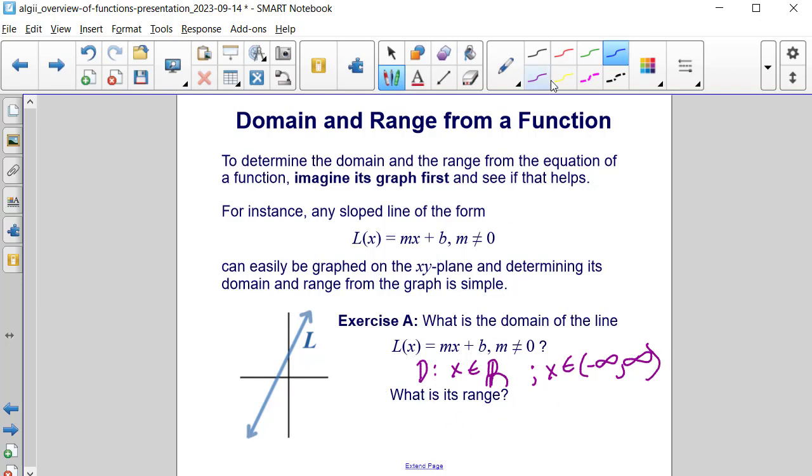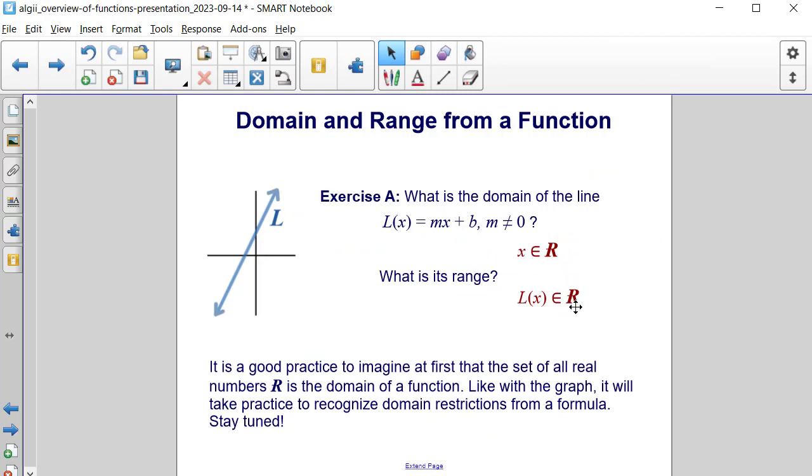Now we can answer the question, what's the range? If we look up and down along this graph, again, there are no restrictions. So the range will be L of x, because that's what it's referenced as in our graph, is contained in all real numbers. You could also write it as L of x is contained in the set of real numbers from negative infinity to positive infinity. And here's the solution, and it does match the solution that we had found.